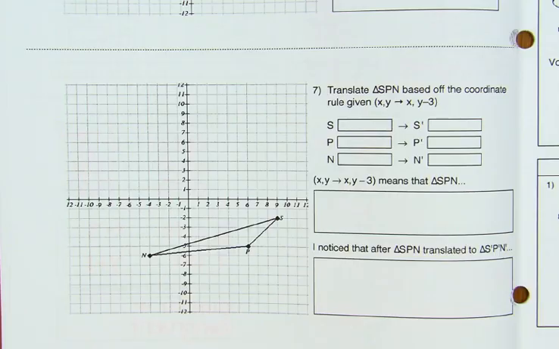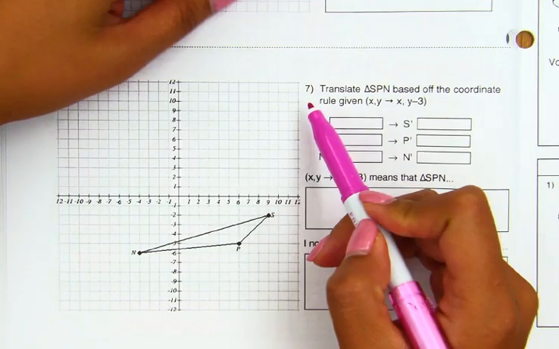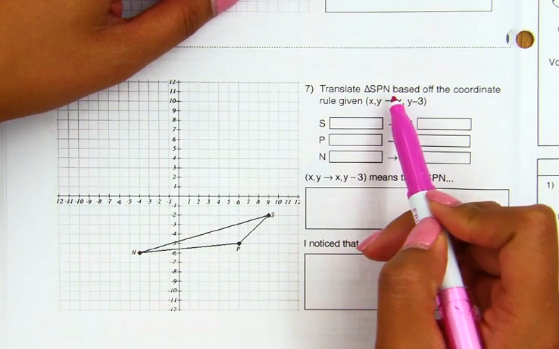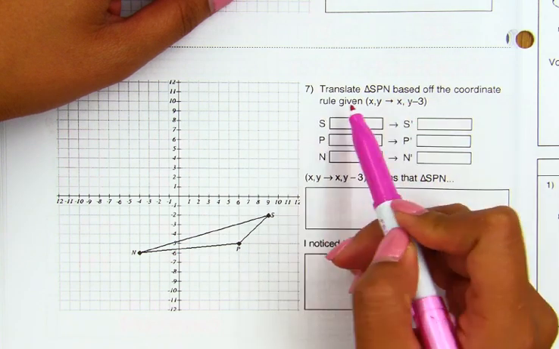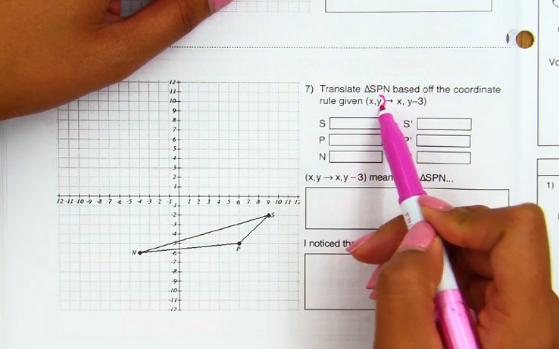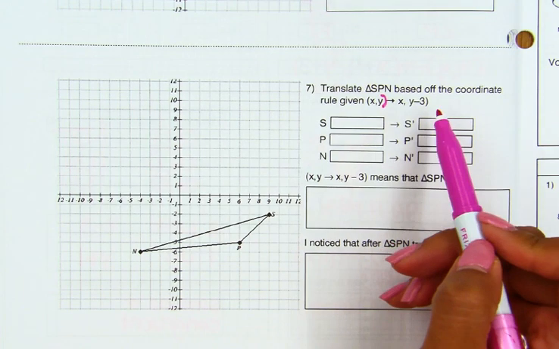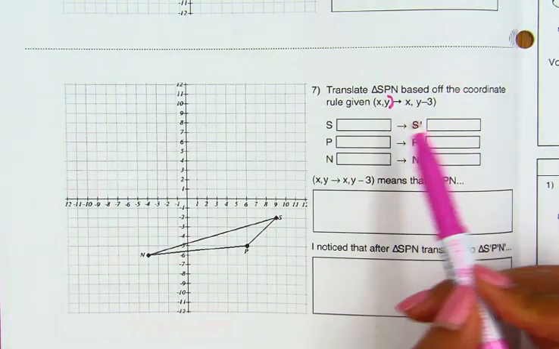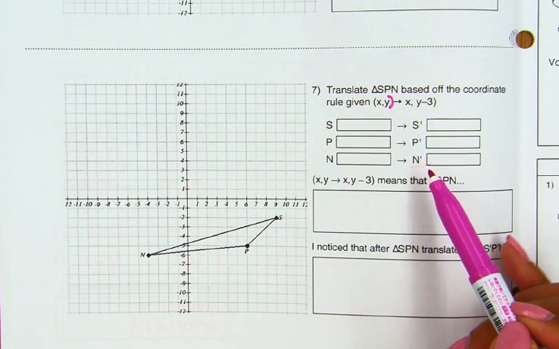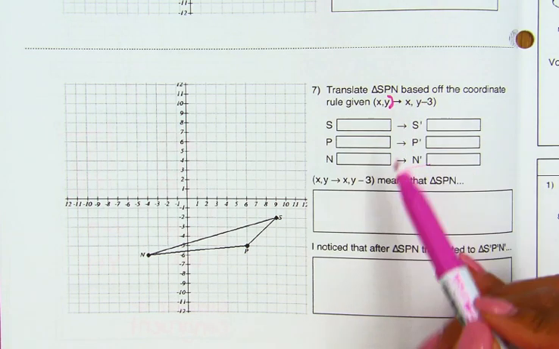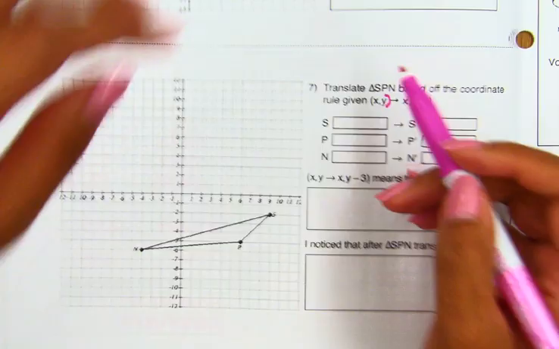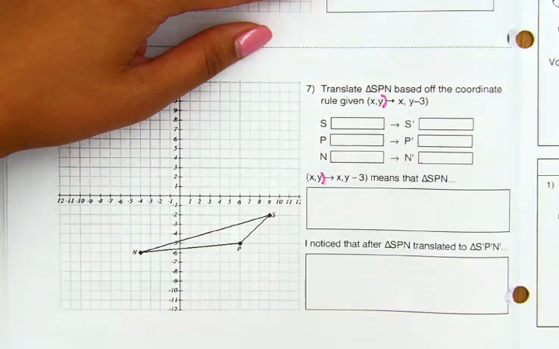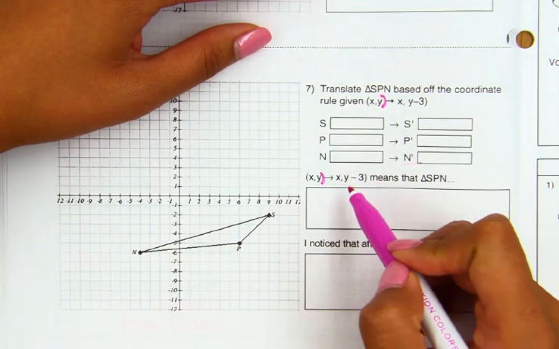Now we just have one last example that might be a little tricky for some, but you're going to find it's actually pretty simple. So here it says for number 7, translate triangle SPN based off the coordinate rule given. X comma y turns into x comma y minus 3. So before I write down some ordered pairs, I think it would be important for me to first understand what this all means. So again, I kind of forgot a parenthesis there. Sorry about that.